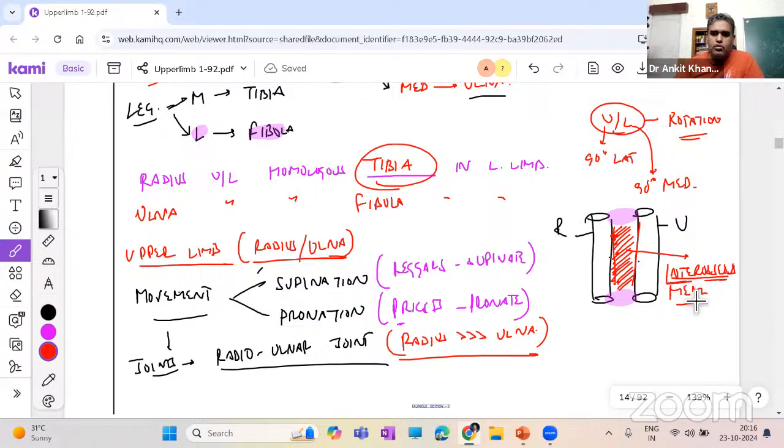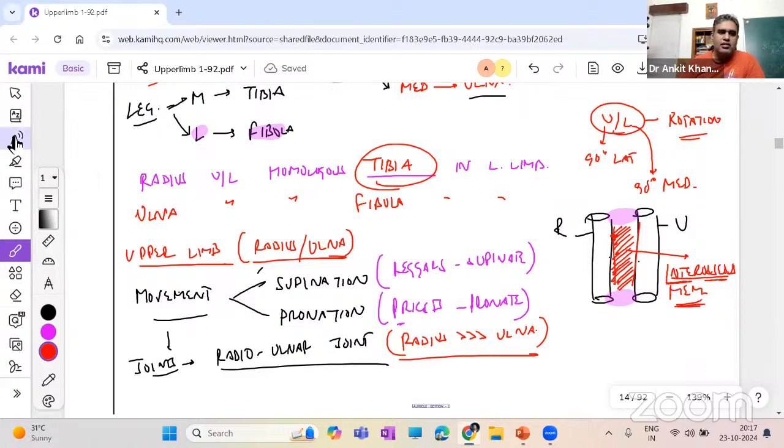Interosseous means between the bones, I have a membrane. It's an example of which type of joint? It will come basically as an example of fibrous joint. So there is always an interosseous membrane between these two bones and their adjacent borders. It will be the same in tibia and fibula also. What is the use of this membrane? Obviously, it is aligning both the bones so that both do not obstruct each other's function.